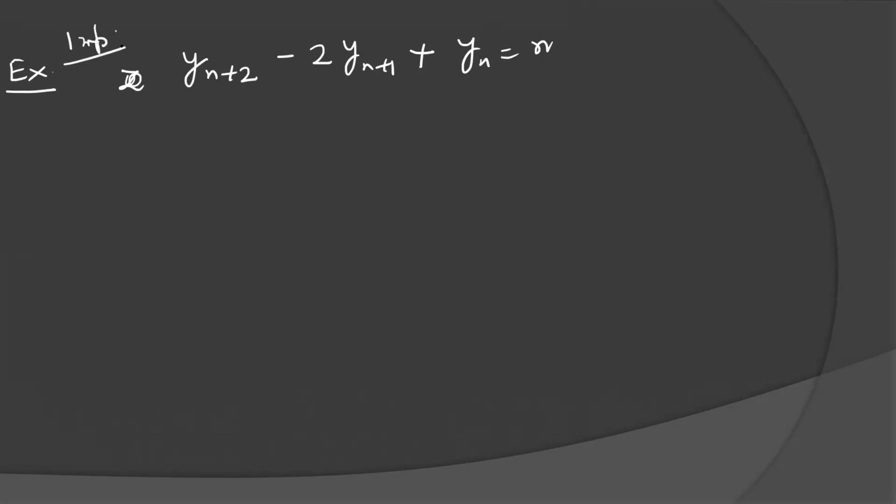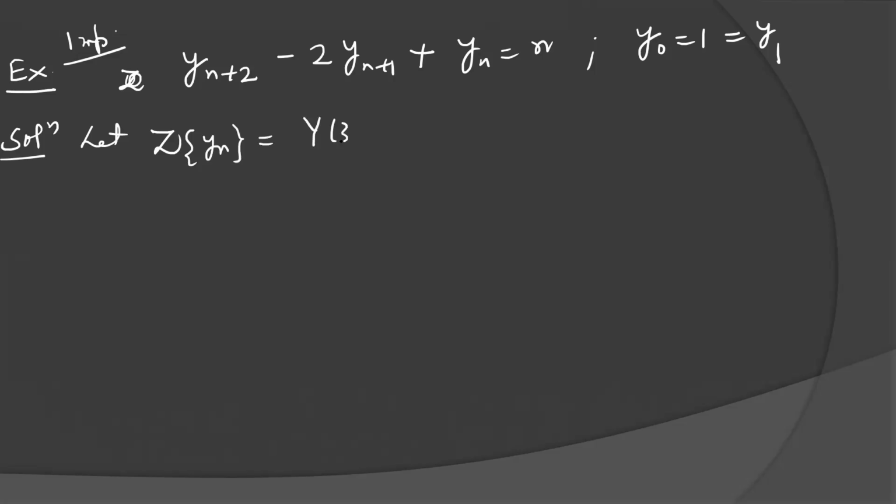I am going to write one more problem. Next example, Z transformation. Find the solution of the difference equation using Z transformation: y(n+2) minus 2y(n+1) plus y(n) equal to n. This is an important problem, and y0 equal to 1 equal to y1. Let's see the solution. Let Z transformation of y(n) equal to Y(z).